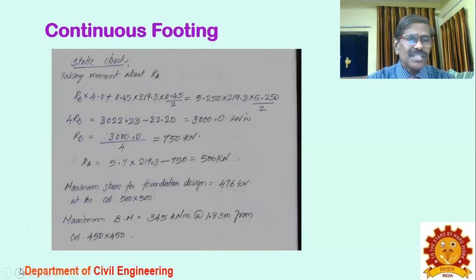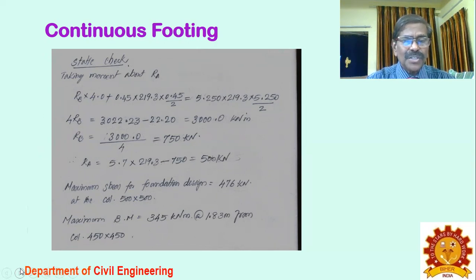Then you can do a static check. So RB, the load into 4.4 into 219 into 0.45, you get the RB value. Then 3000 kilonewton, you get 750 kilonewton. Then Ra is equal to 500 kilonewton.